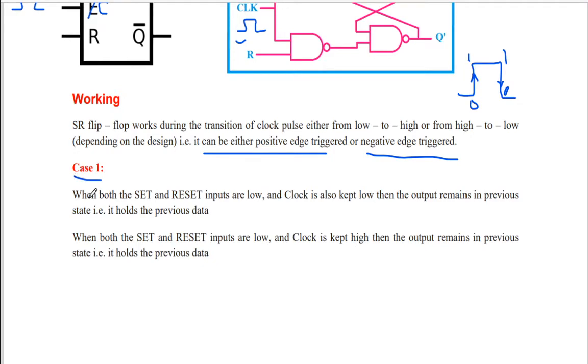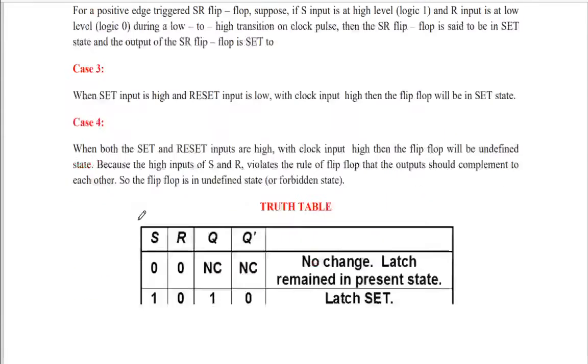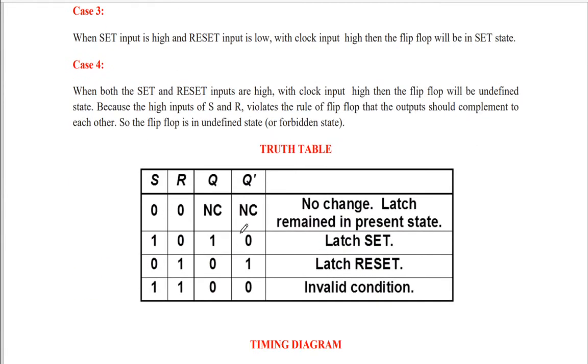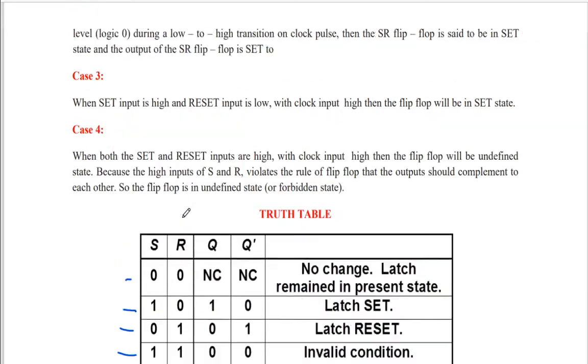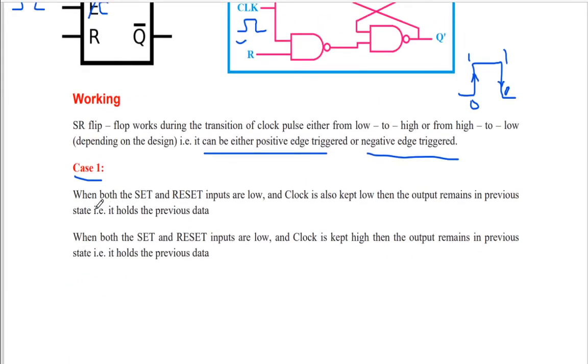Case 1, what will happen? This is with respect to the truth table that we are going to discuss. This is case 1, case 2, case 3 and case 4. Your explanation should be as per the truth table that I have told you. So what is case 1? Case 1 is when the S and R inputs are 0 0, that is, when both set and reset inputs are low.